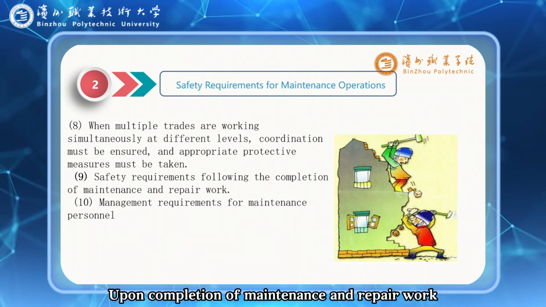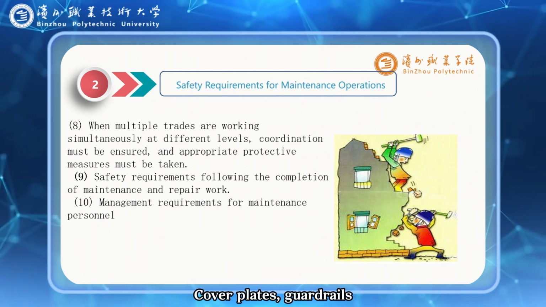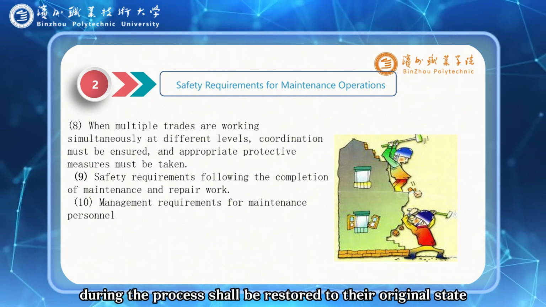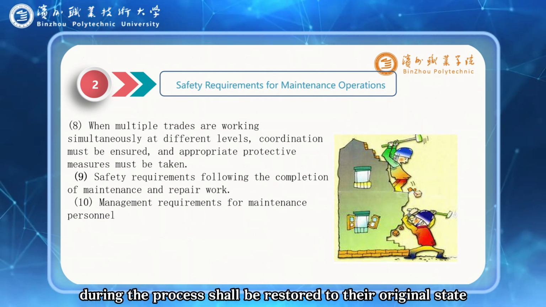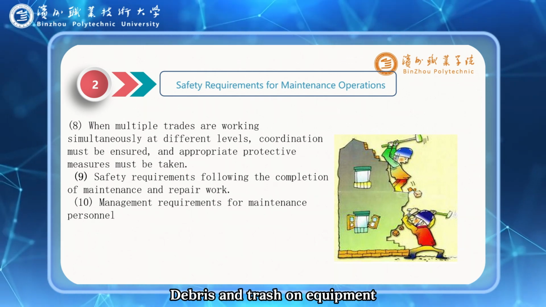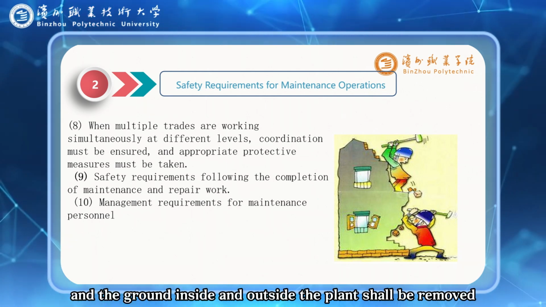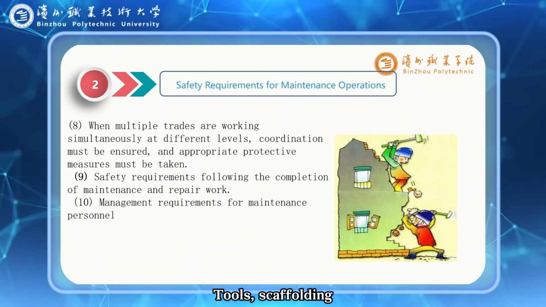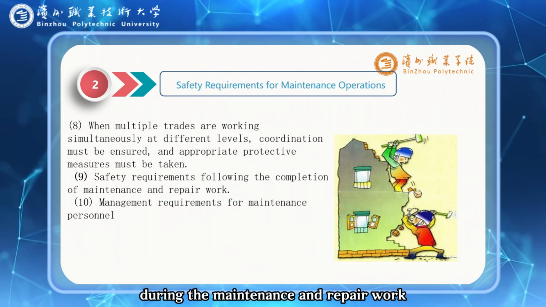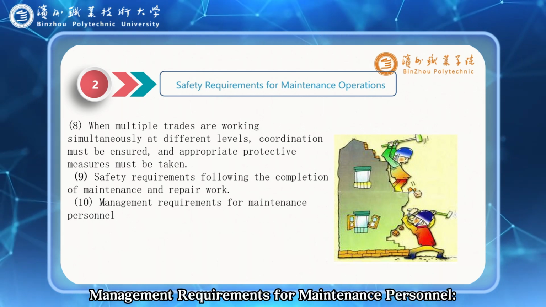Part 9. Upon completion of maintenance and repair work, the enterprise shall organize the cleanup of the maintenance site. Cover plates, guardrails, handrails, and lightning protection devices removed during the process shall be restored to their original state. Pipelines shall be cleaned to ensure they are free of any obstructions. Debris and trash on equipment rooftops and the ground inside and outside the plant shall be removed. Tools, scaffolding, temporary electrical wiring, and temporary warning signs used during the maintenance and repair work shall be cleared from the site. Part 10. Management requirements for maintenance personnel.